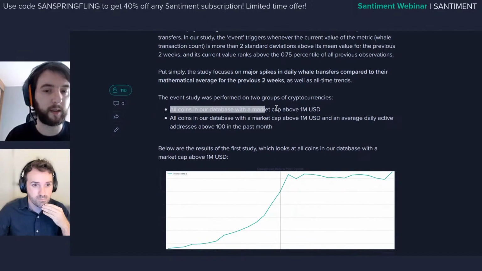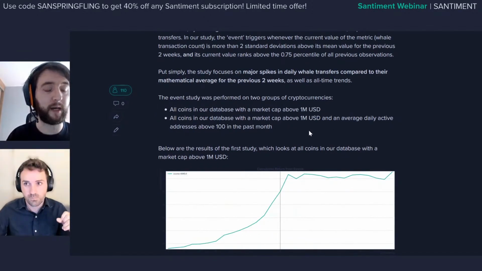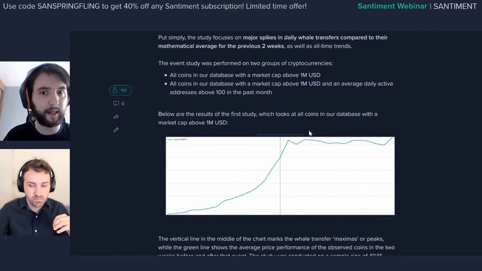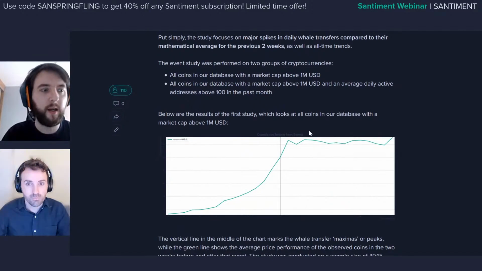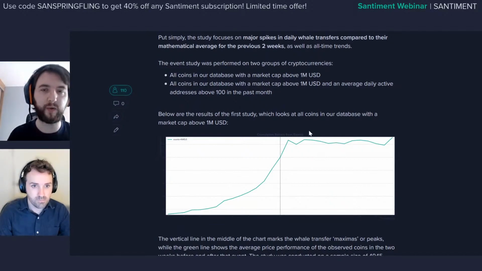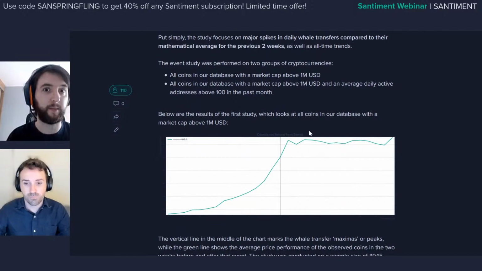Like I said, we first looked at all of the coins in our database that have a market cap of above $1 million. Then we did the same study, but looked at all of the coins that have a market cap of above $1 million and also have an average daily active addresses count of above 100 in the past month. We added this criteria to filter out some of the junk coins, coins that have no network activity whatsoever, nothing really being done in terms of value transfer on those networks. So we also looked at what happens with our results when we tighten our criteria a little bit, whether there will be any changes in the end results.